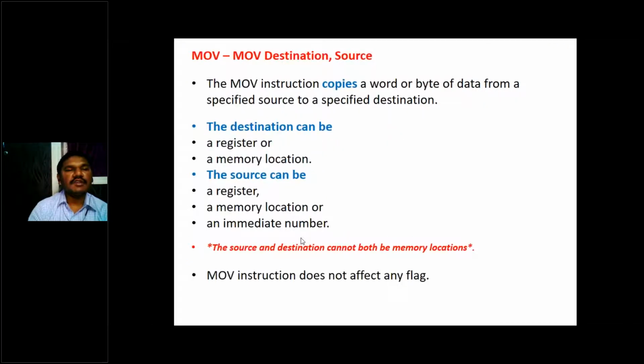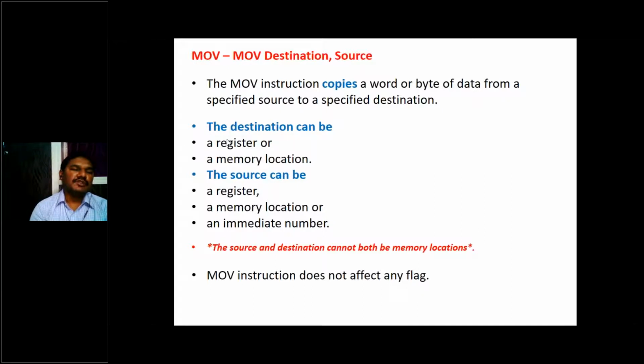So the destination can be a register or it can be a memory location. But the source can be a register, the source can be a memory location, or the source can be an immediate number. So the source operand may be a data value, a register, or a memory location. That's why I told you source means input and destination means output.